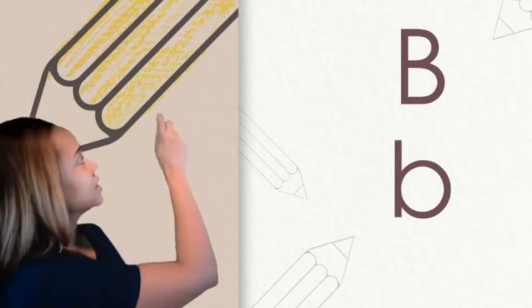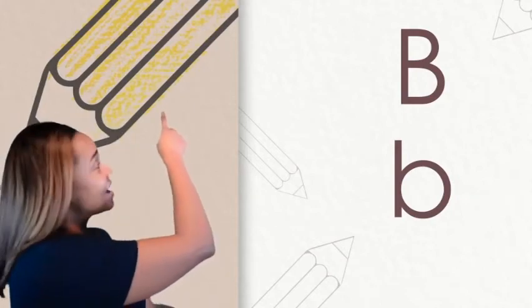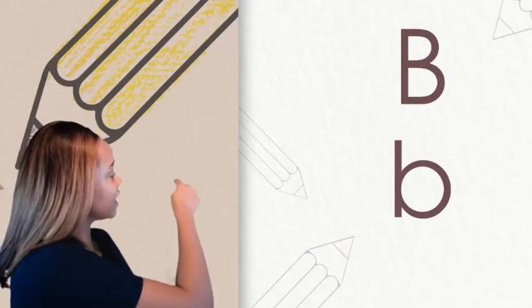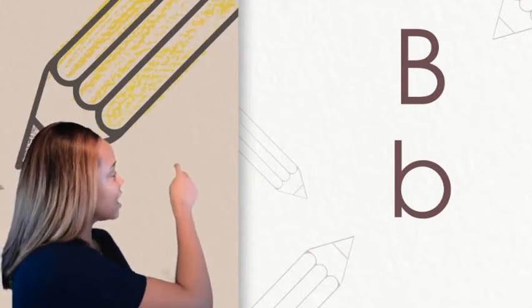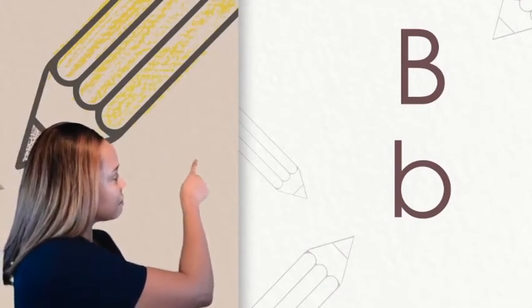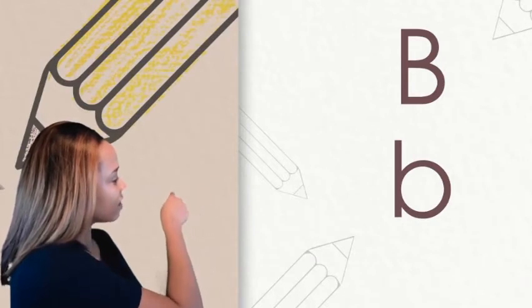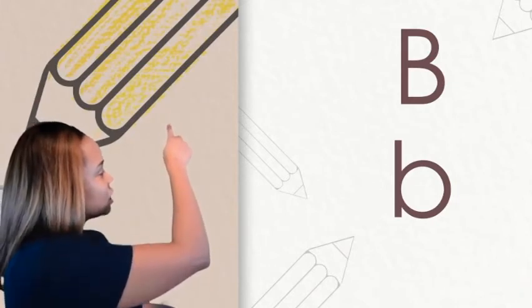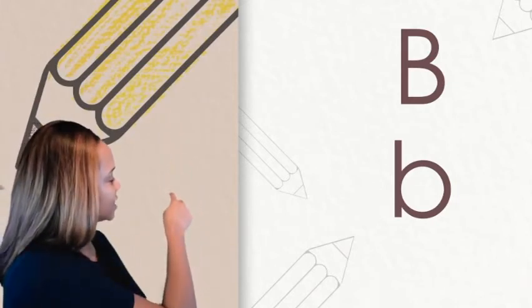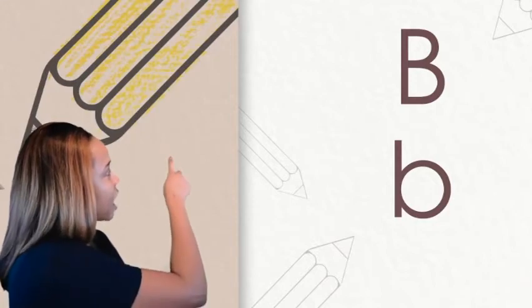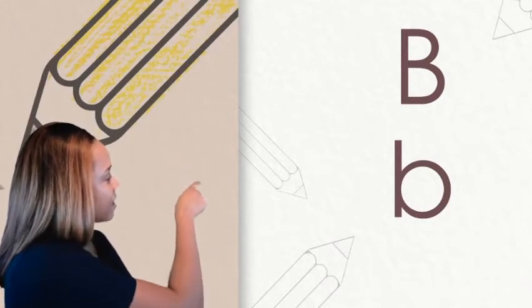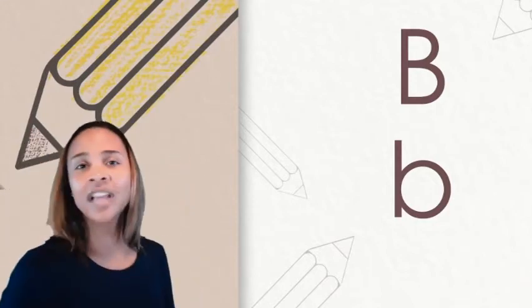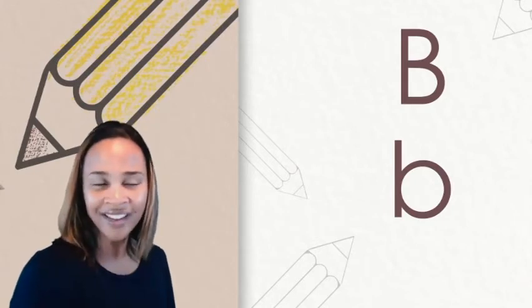Now let's try the lowercase b. Starting at the headline, we're going to drag our finger down to the foot line, come up to the belly line, and make a little curve around to the foot line. Now try with me. Starting at the headline, dragging our finger all the way down to the foot line, coming to the belly line, and making a little curve around, coming back to the foot line.